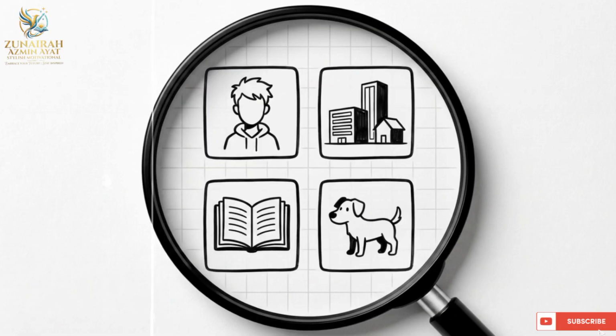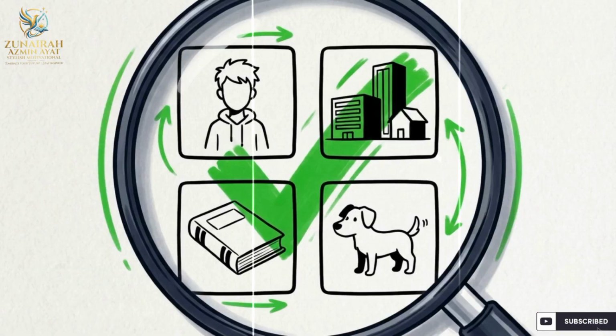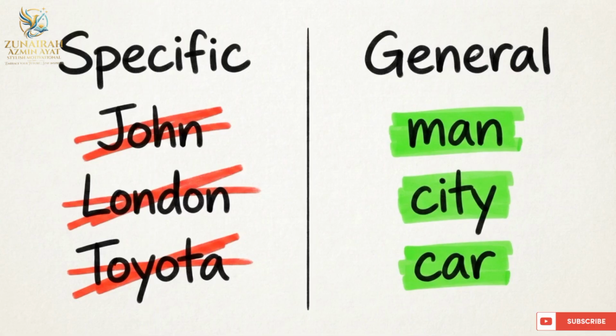If the word you are analyzing is a general name for anything within these 4 buckets, it successfully passes the first stage of the test. Step 2 is the specific filter. This is the primary failure point for most students, so we need a way to weed out exact names.